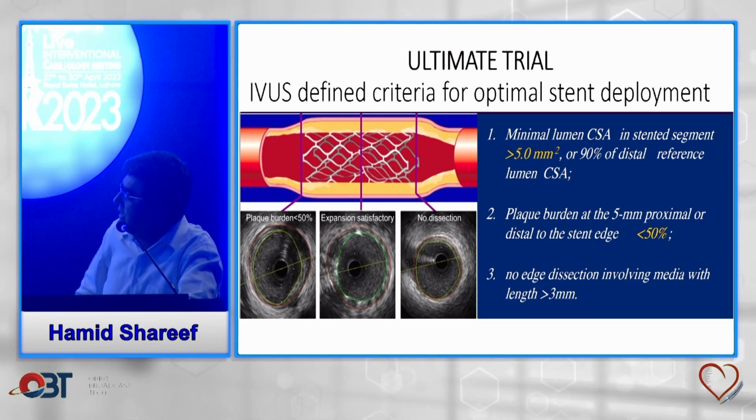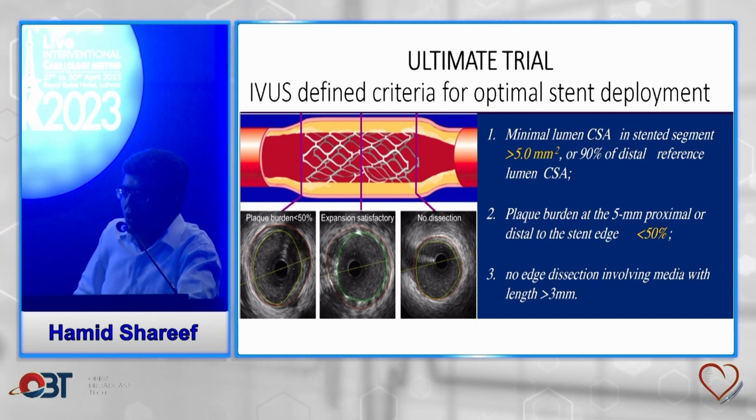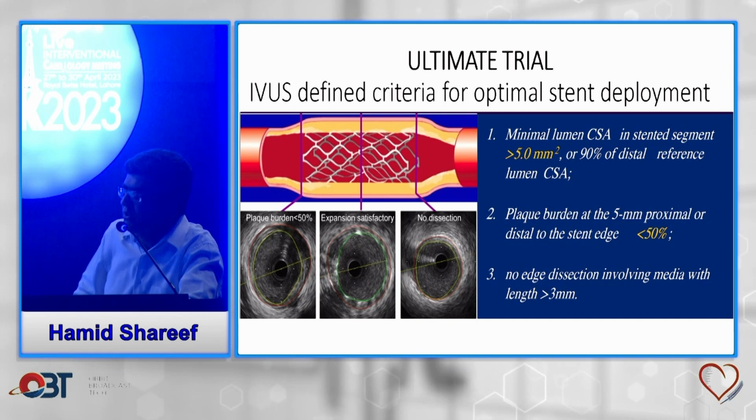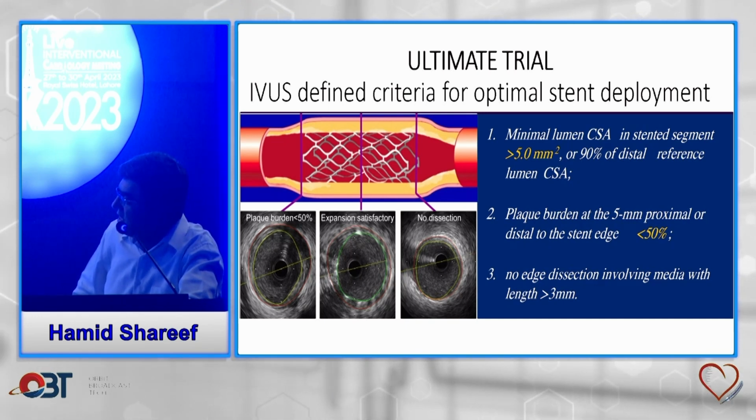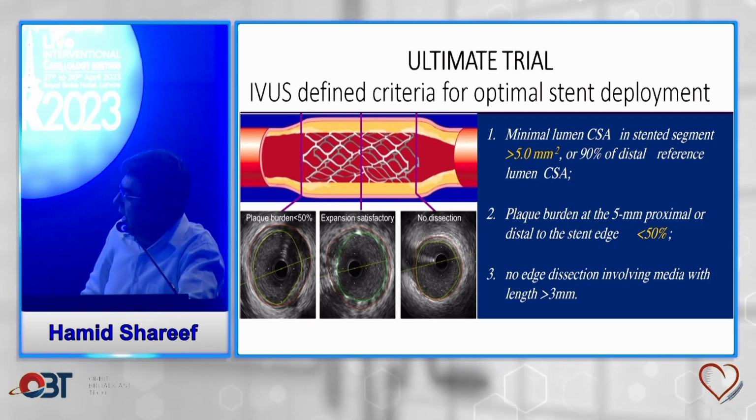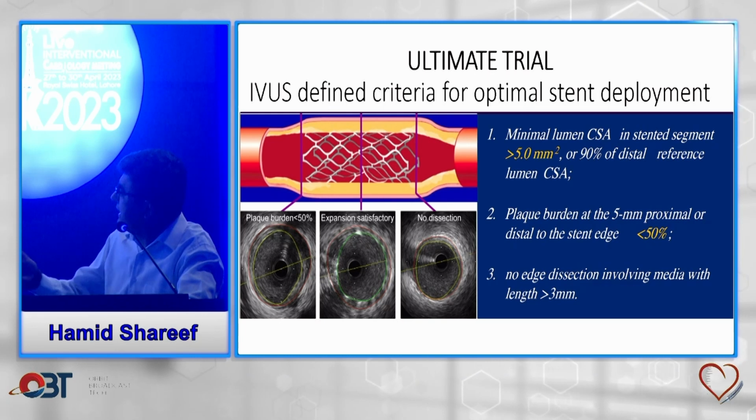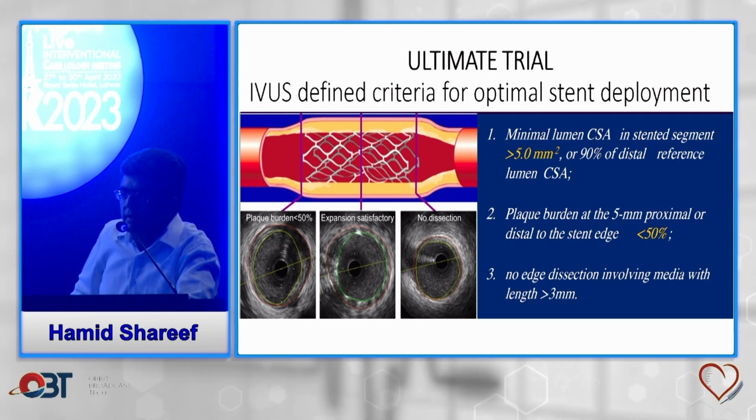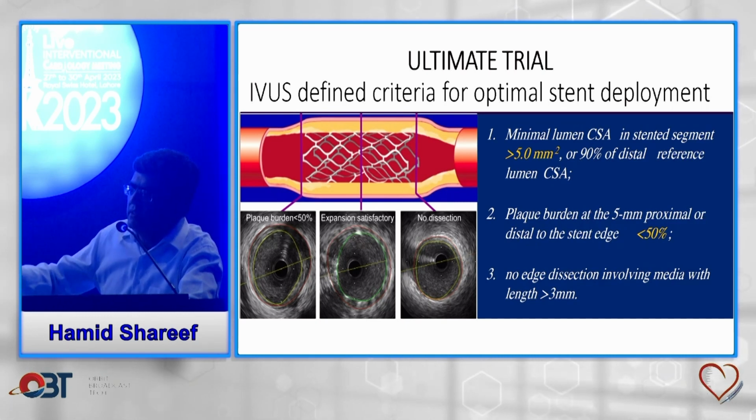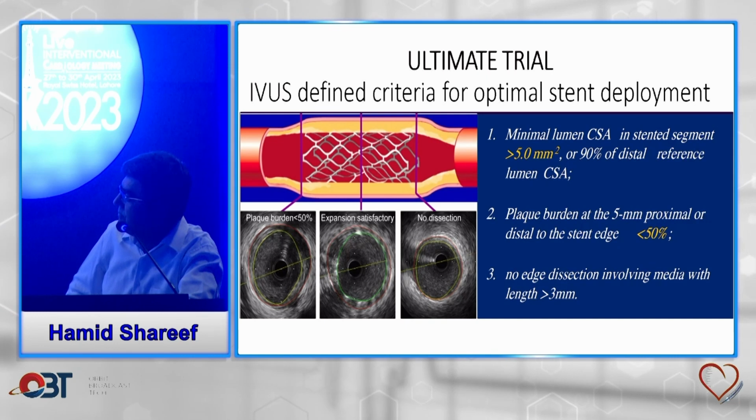So the optimized results are considered if the minimal luminal area is more than 5 millimeters square, or if the vessel is small and the luminal area, or the stent area for that matter, is more than 90% of the distal reference area, we consider the stent is well deployed. And in addition to that, we should also make sure that the plaque burden at either side is less than 50%. That is, there is no geographical miss. So if these criteria are met, the stent is considered to be well deployed and appropriately sized as well.